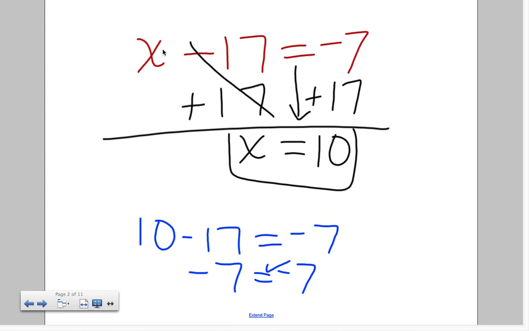involved. So obviously the only thing that we have to get rid of is the negative 17. We got rid of it by using its opposite, positive 17, or adding 17 to both sides. And that makes x equal 10, and then I checked it below. Any questions on the bell work? No?